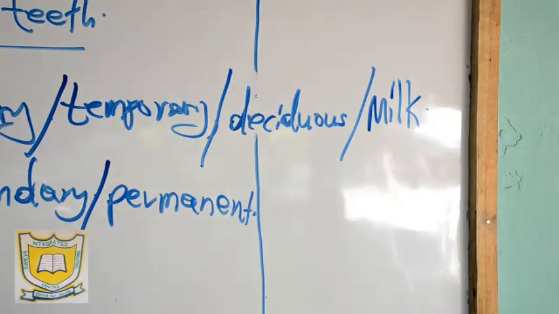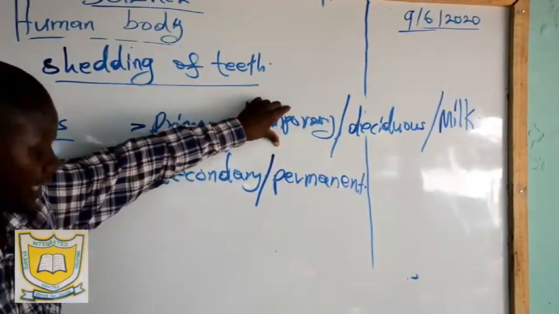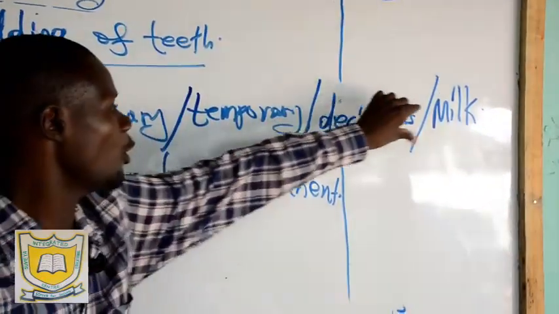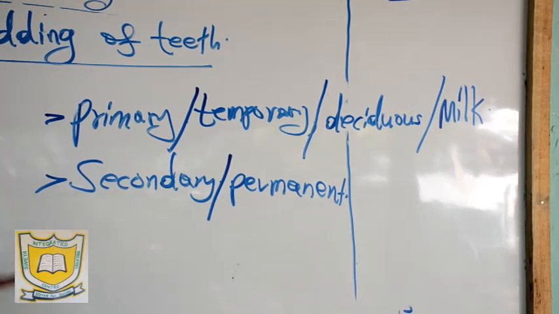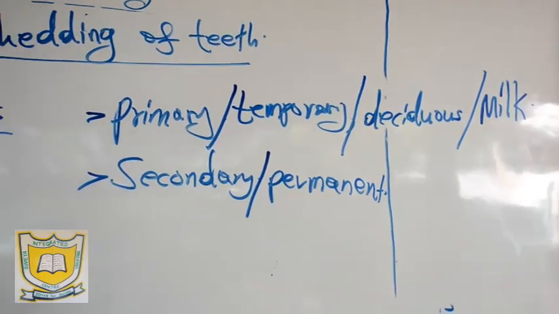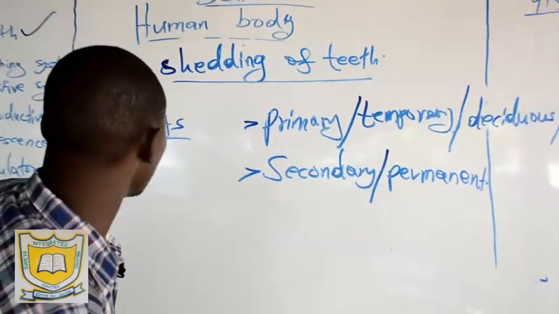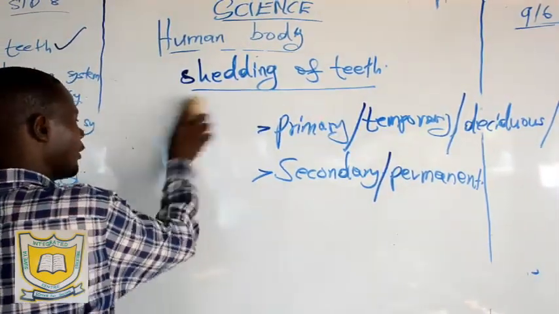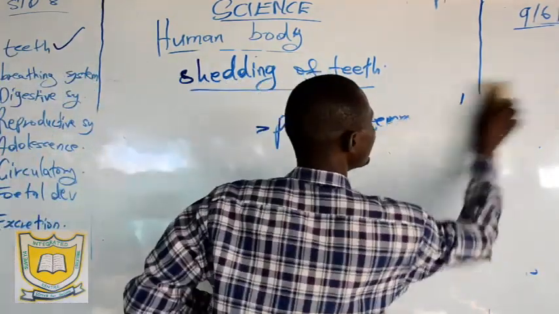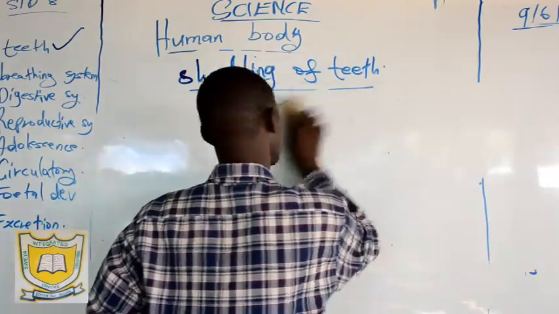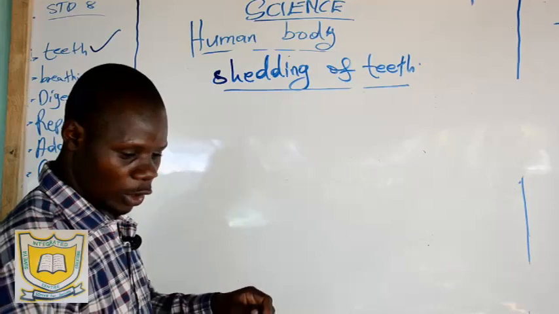Now, the first set of teeth is primary, or you can call them temporary, or deciduous, or milk teeth. That is the first set of teeth. The second one is known as the secondary or permanent set of teeth. When we talk about shedding, it is the first set of teeth that is shed, which means the falling off of the primary or milk teeth is what we call shedding.